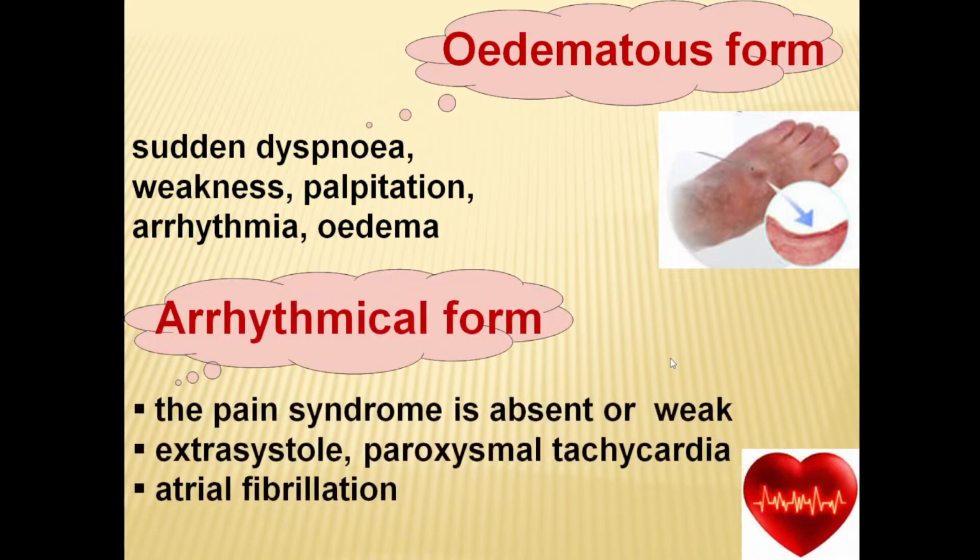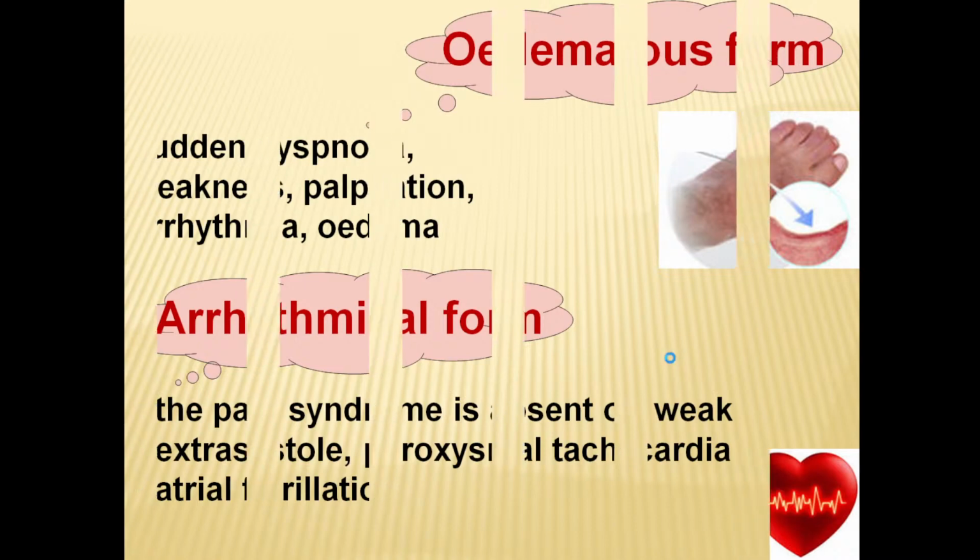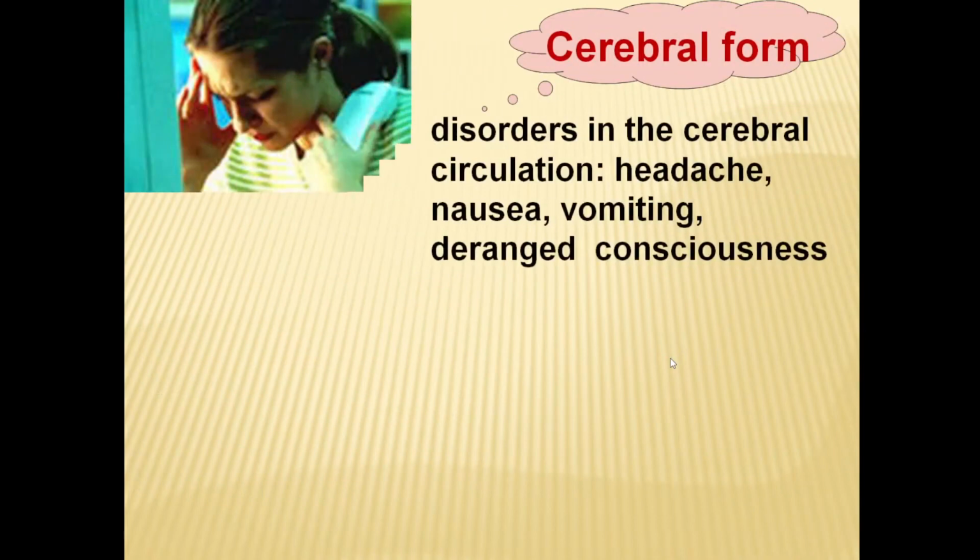Arrhythmical form is characterized by different types of arrhythmia, from extrasystole to paroxysmal tachycardia and atrial fibrillation, but the pain syndrome is insignificant and sometimes may be absent. And again, the doctor pays attention to arrhythmia, does not attentively see the ECG, and can miss myocardial infarction. As a result, it will end with the death of the patient.